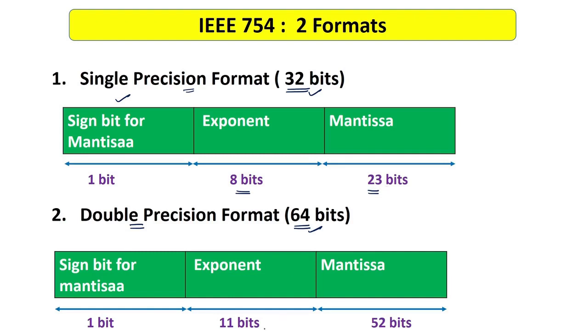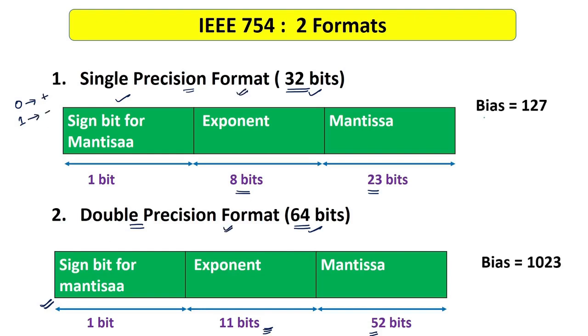But in double precision we are taking more bits for the exponent and for the mantissa. For the exponent we have 11 bits, for storing the mantissa we have 52 bits, and for the sign bit we have only 1 bit. Your sign bit can be 0 or 1. 0 means your mantissa will be positive and 1 means your mantissa will be negative.